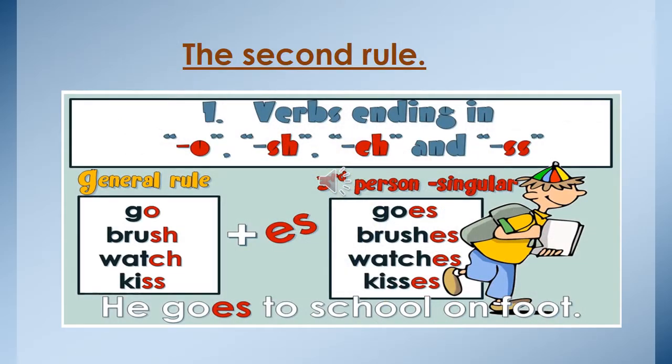Another rule for this topic is when the verbs end in the letters O, S, sh, ch, and W, you should add the letters es. For example, goes, rushes, watches, kisses. You can see another example: he goes to school on foot. That is another rule that you cannot forget.